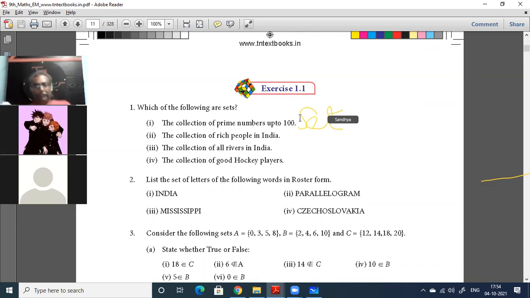Okay, Arpana, you tell me, collection of rich people in India. Set, uncle. What, Arpana? It's not a set. It's not a set because it's very vague. Yes, uncle. Okay, Sandhya, collection of all rivers in India. Set, uncle. You know, Kaveri, Godavari, Krishna, 4 rivers in Kerala. You can count there. There may be 100 or 200 rivers only. That's all. Okay, you can count the rivers. It's defined. Okay, Arpana.